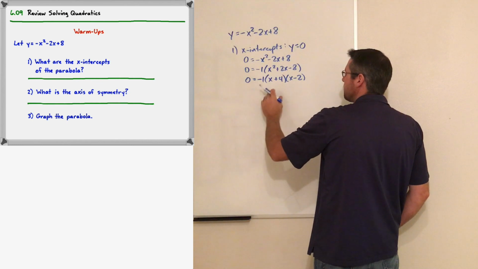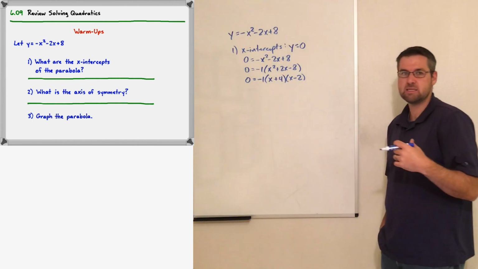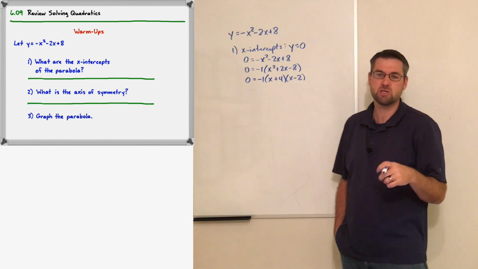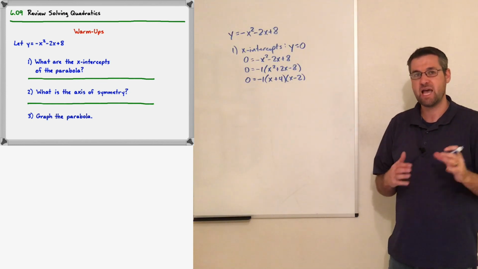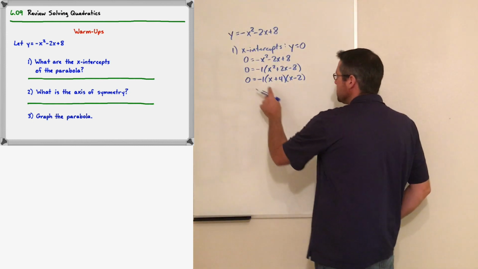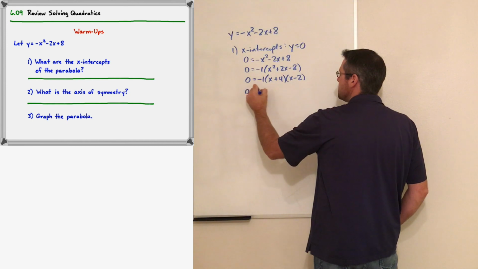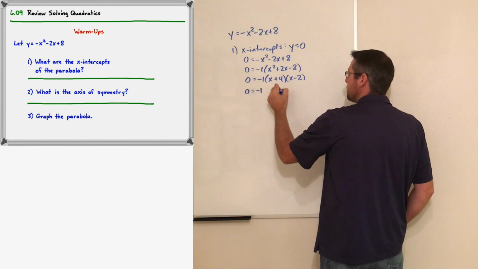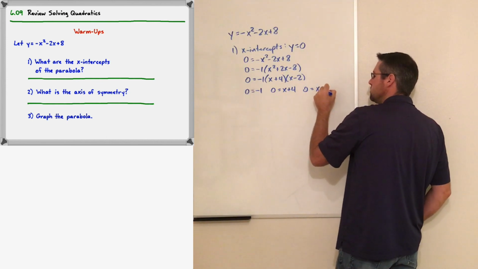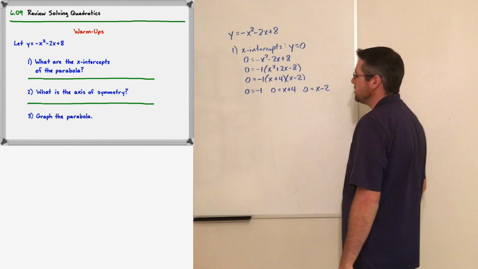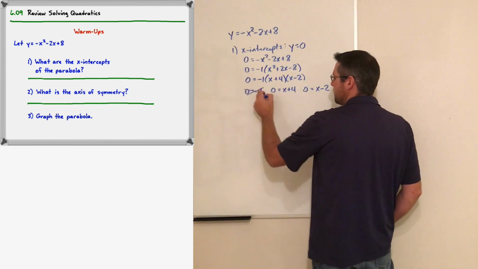Now from here, we apply the zero product property. The zero product property says that if you're multiplying terms and the result is 0, then that means one of those terms has to equal 0. Well, in this case, we're multiplying 3 terms. So we're going to say either 0 equals negative 1, 0 equals x plus 4, or 0 equals x minus 2. And we'll solve each one of those equations. Now, obviously, the first one is ridiculous. 0 cannot equal negative 1.